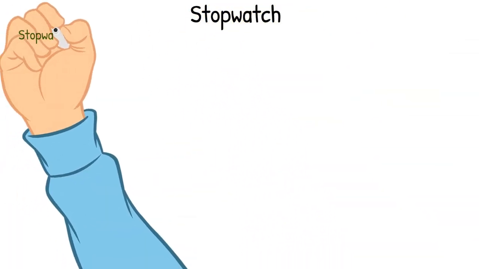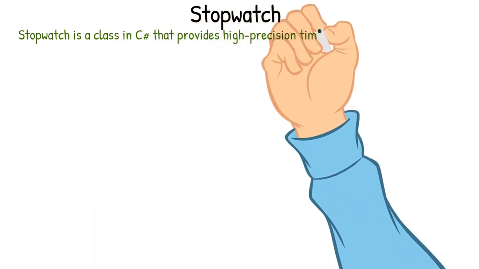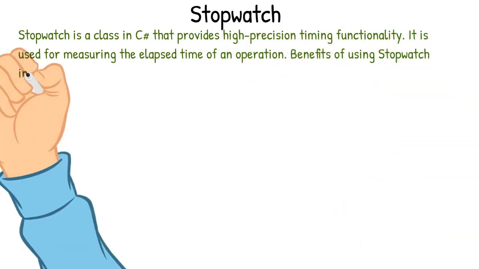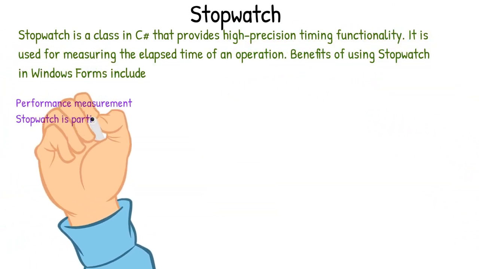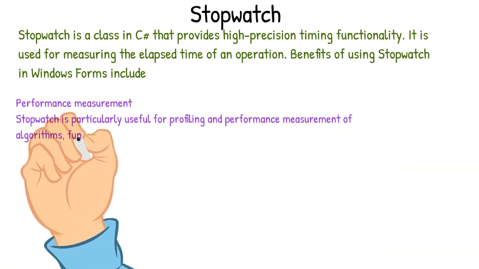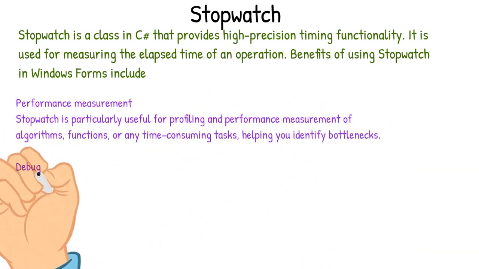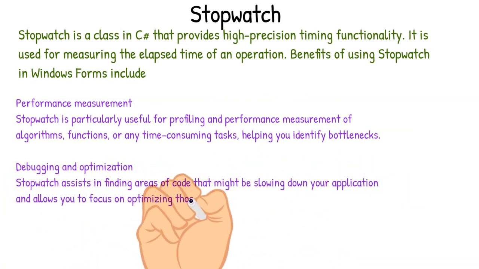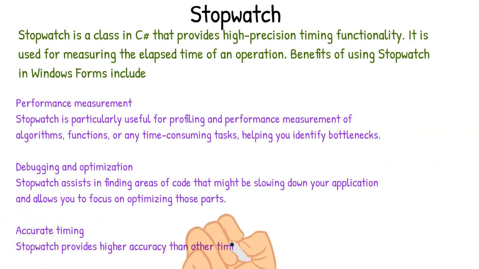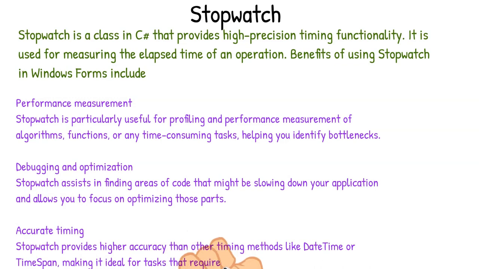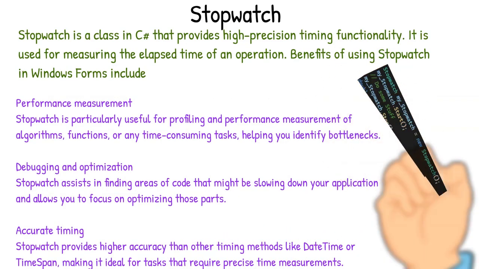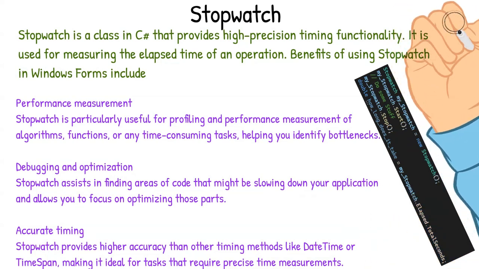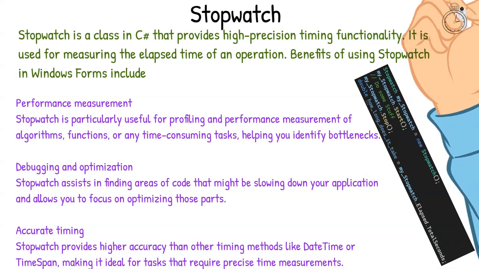Stopwatch is a class in C# that provides high-precision timing functionality. It is used for measuring the elapsed time of an operation. Benefits of using Stopwatch in Windows Forms include performance measurement. Stopwatch is particularly useful for profiling and performance measurement of algorithms, functions, or any time-consuming tasks, helping you identify bottlenecks. Debugging and optimization. Stopwatch assists in finding areas of code that might be slowing down your application and allows you to focus on optimizing those parts. Accurate timing. Stopwatch provides higher accuracy than other timing methods like date time or time span, making it ideal for tasks that require precise time measurements.